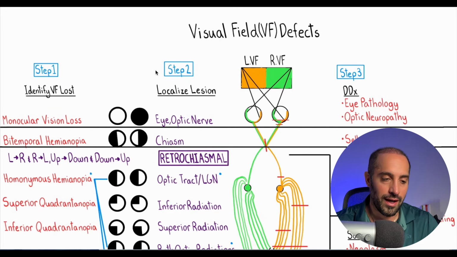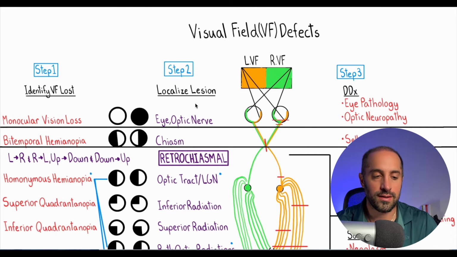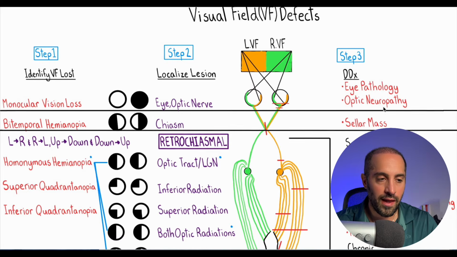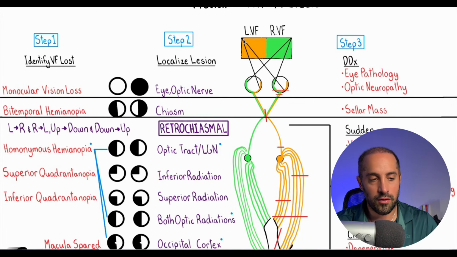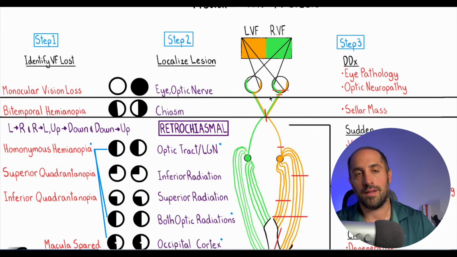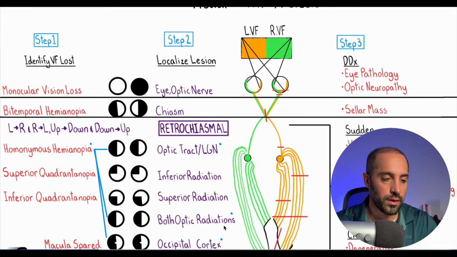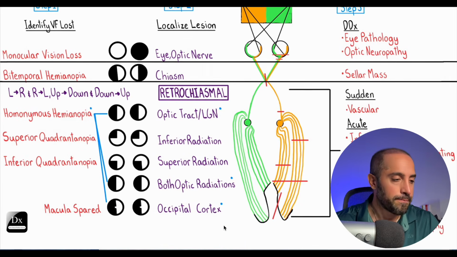Step 2, localize the site of lesion, and then let that localization with the time course get you to the DDX. And just big picture here, the left visual field is always going to hit the right side of both eyes and end up in the right brain, while the right visual field is going to hit the left side of both eyes and always end up in the left brain, the occipital lobe, the visual cortex.